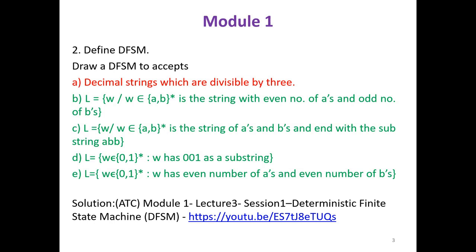Next question is to define a DFSM and draw a DFSM to accept the given languages. Language B, C, D and E I have already solved in my video lecture of module 1, lecture 3, session 1, designing deterministic finite state machine. This is the link, so you can watch. The one which is not solved in my video lecture is decimal strings which are divisible by 3. So let us solve it now.